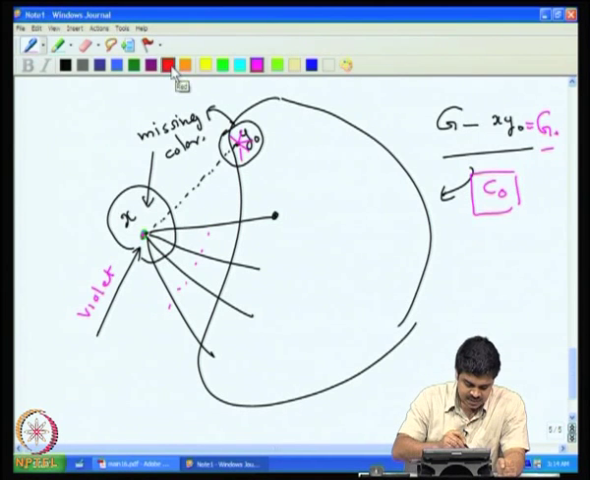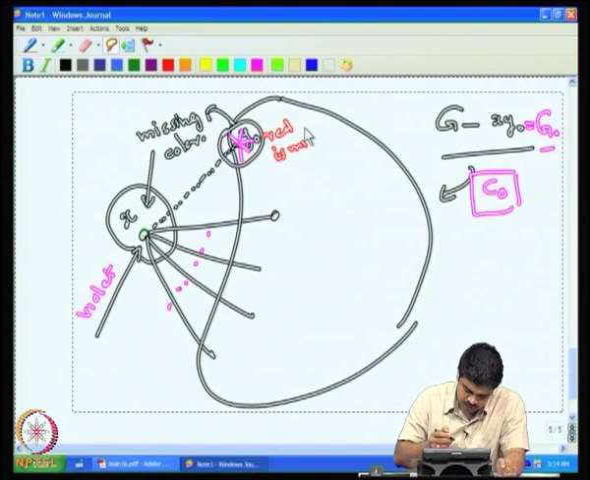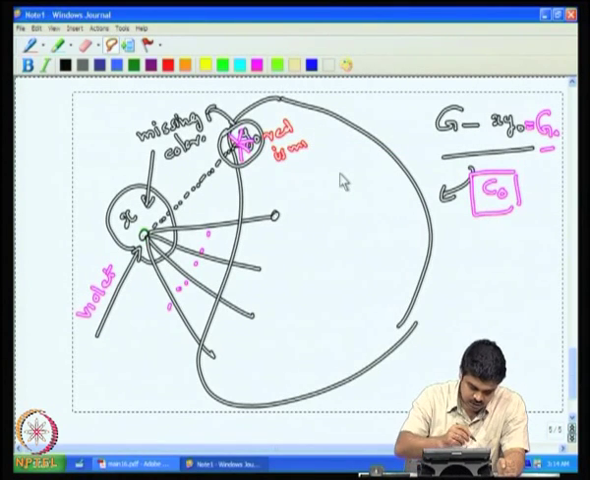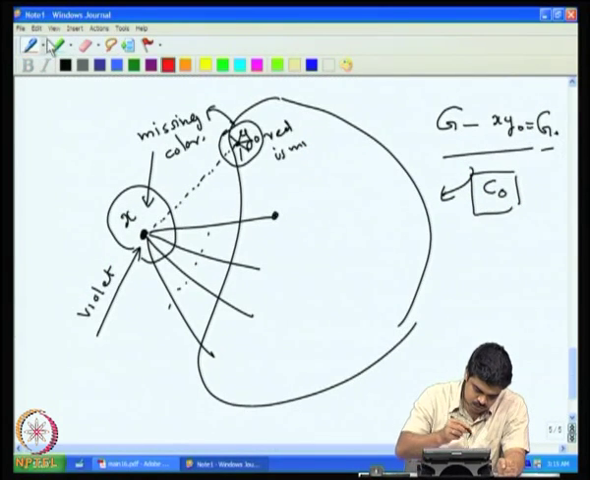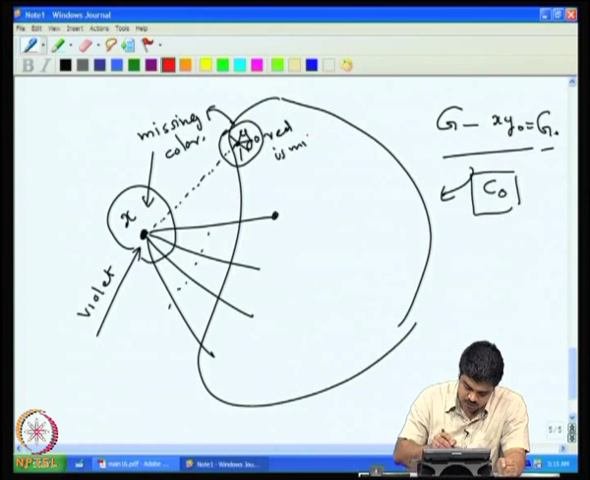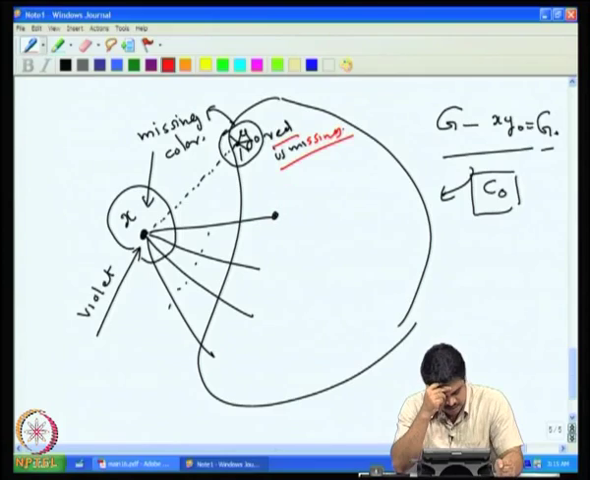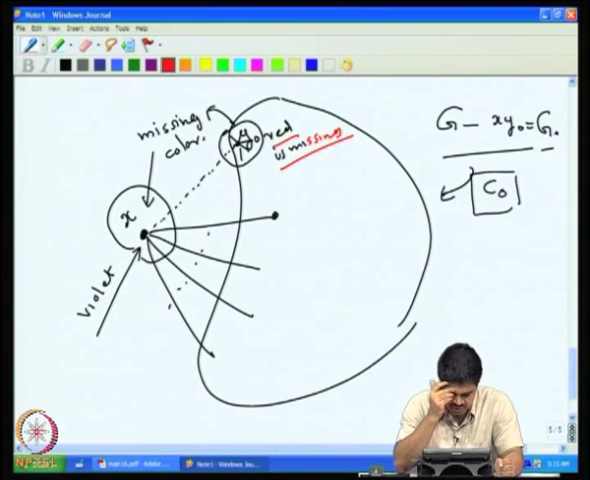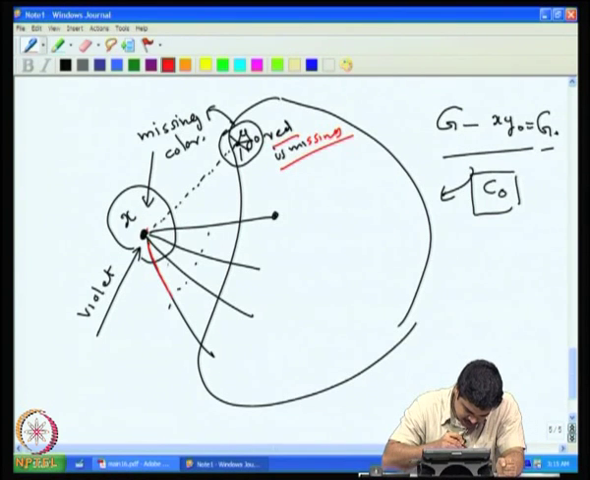So, let us say red is missing here. Suppose red is missing here. If red is missing here, then you know that red cannot be missing at x. So, a red edge should be there somewhere among these, right.